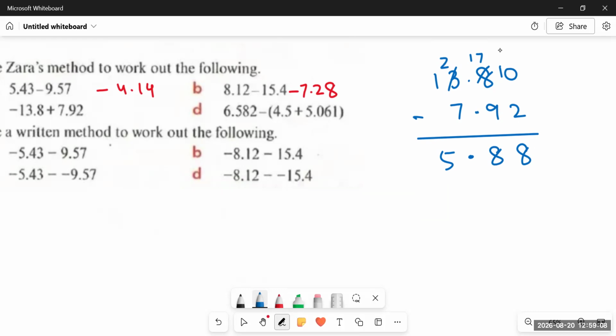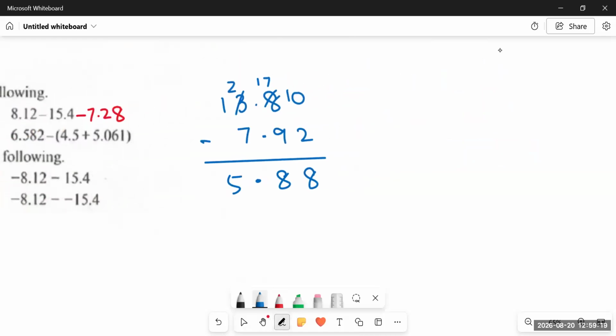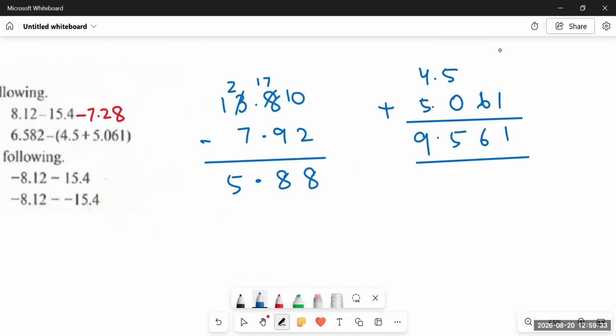We have two numbers inside the bracket and one of them outside. So let's first solve the bracket completely, and then we are going to subtract it from 6.582. So inside the bracket, we have 4.5 plus 5.061. So first we will add those numbers, which is 9.561. Okay, one thing to remember, students, most of the time students make a mistake here.